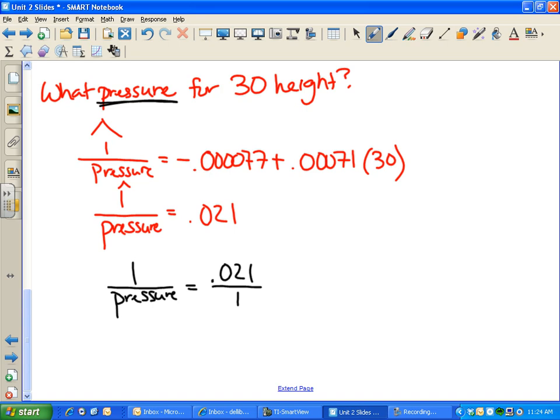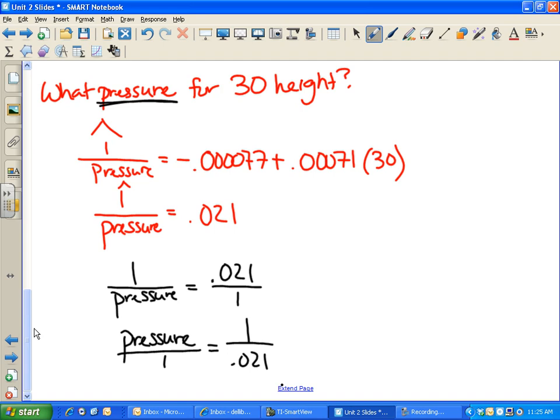There's a variety of ways you could solve this. A lot of people like to cross multiply. Some people know that when we cross multiply, that's really the same as just rewriting this upside down. So I'm just going to take the reciprocal of each side. Pressure over 1 equals 1 over 0.021. Again, if you'd like me to show the cross multiply, please let me know. I'd be happy to do that. So it looks like my pressure is going to be 1 over 0.021. So I just put that in my calculator, 1 over 0.021.